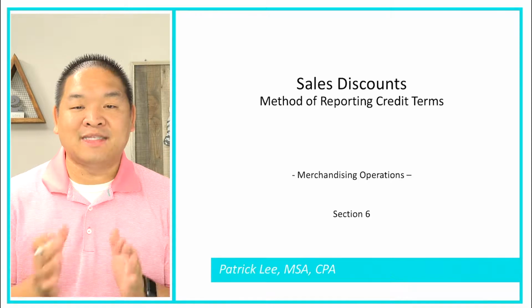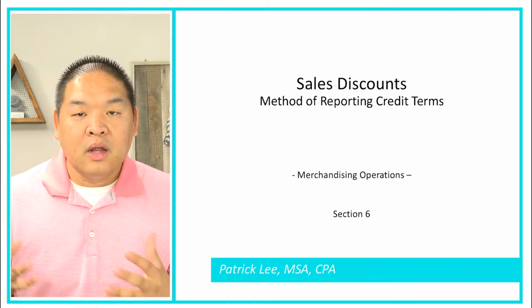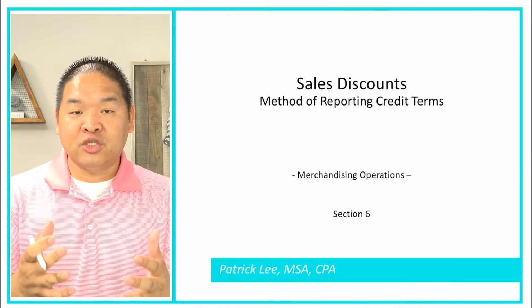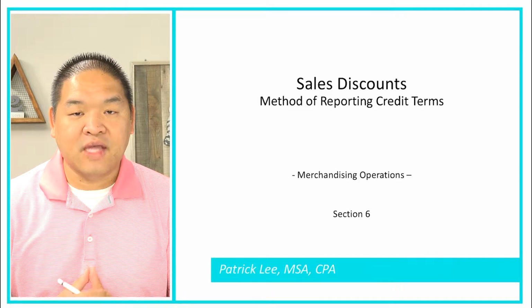So that is a look at sales discount, or how do we report those credit terms on our books. If we are selling the product to our customers, we're going to either choose the gross or the net method, but most often we're going to use that gross method.